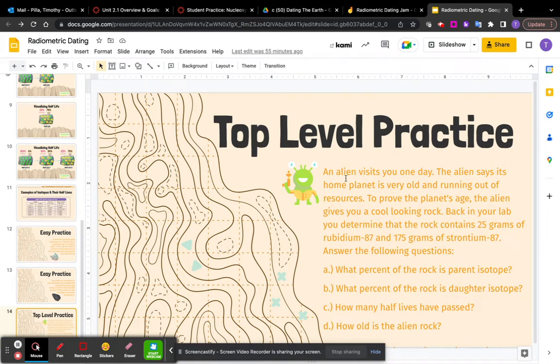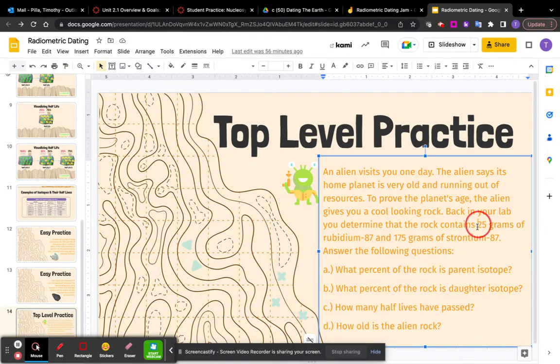All right, this one's good. An alien visit. This is a level 3. An alien visits you one day. The alien says its home planet is very old, running out of resources. To prove the planet's age, it gives you a cool-looking rock. It's got 25 grams of rubidium-87 and 175 grams of strontium-87. What percent of the rock is parent isotope? You have to figure out the percent using the information given.